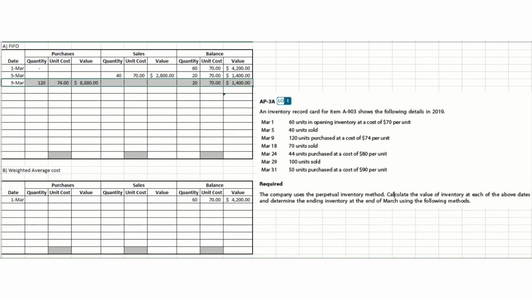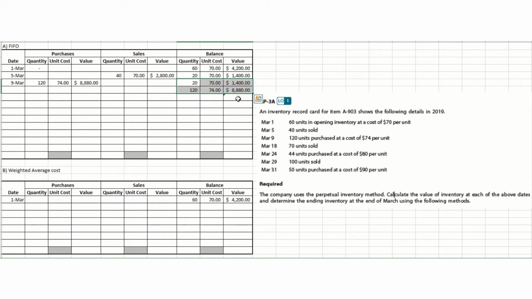The next transaction says to purchase 120 units at $74. Well, now we have two different costed items. Okay, 20 left at $70 and 120 at $74 for a total value of inventory of $10,280. But it's important to keep track of these items separately for first in, first out calculations.